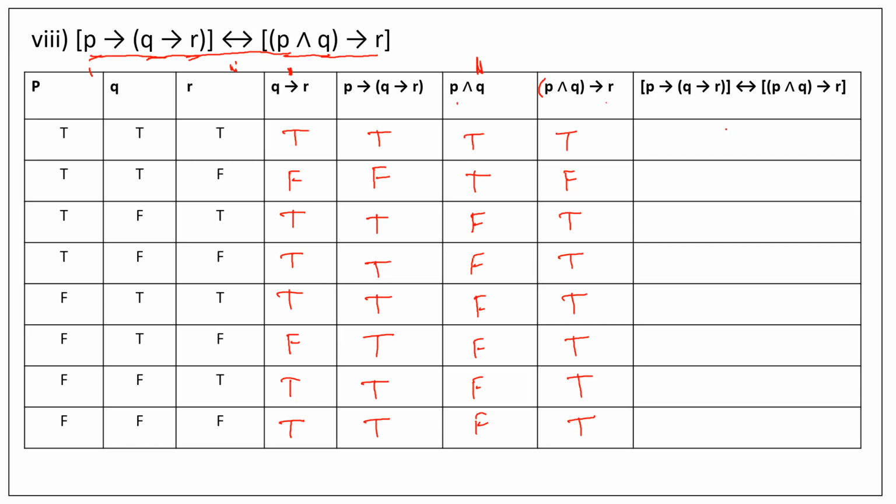Now next, the last column will be double implication of these two. Okay. So in double implication, if both are same, then it is true. If they are different, then it's false. So T, T, they are same. So T, F, F, T, T, T, T, T, all these are same. So values will be all true. Okay. So in this way you have to make the table.